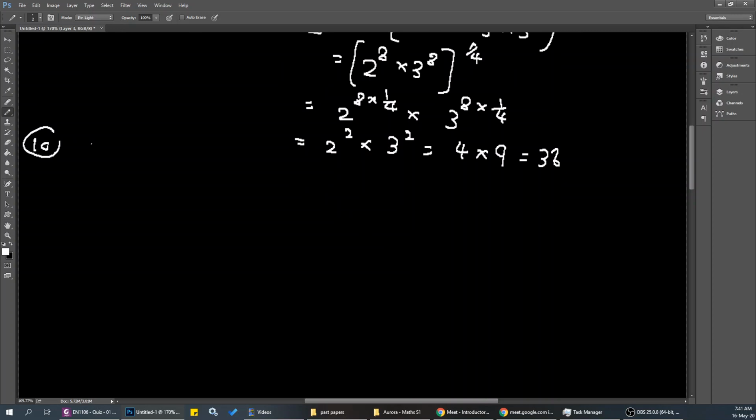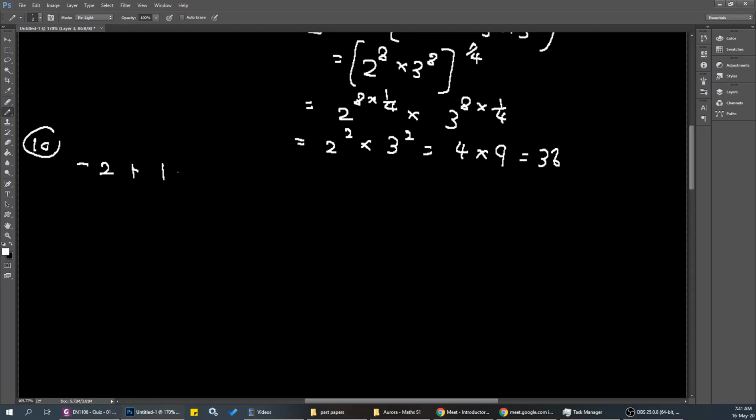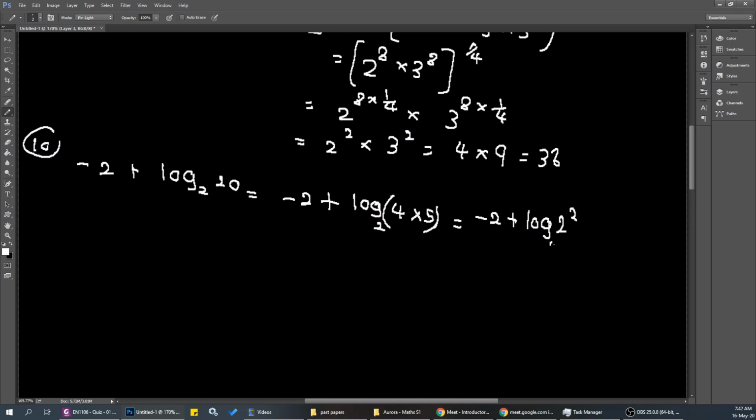The 10th question states we just have to find the value of minus 2 plus log of 20 to the base 2. Minus 2 plus log of 20 to the base 2, right? Now I'm going to find the value here. Instead of 20, you can write log of 4 into 5 to the base 2. You get minus 2 plus log of 2 squared, so minus 2 plus 2 into 1.